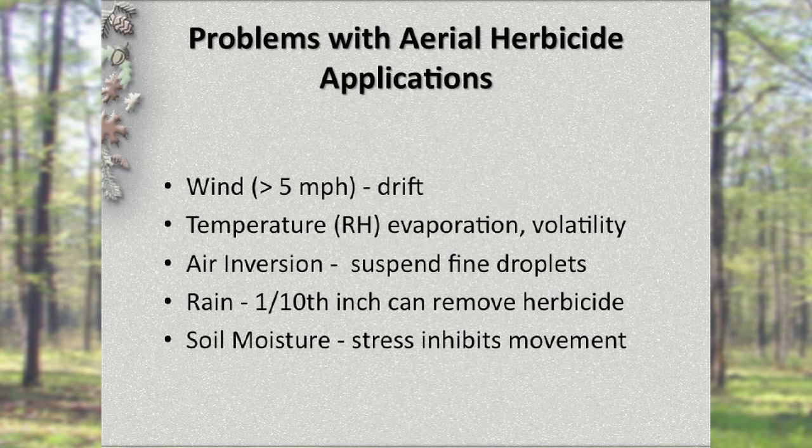High temperatures can cause problems depending on which herbicide you use. Air inversions can be problematic with the applications. Rainfall immediately after or shortly thereafter, as little as 1/10 of an inch of rain after application, can remove the herbicide and effectively render it unavailable. And soil moisture stress also is bad. You want the herbicide to get into the ground and into the plant roots. If soil moisture is poor and the plant roots aren't taking up water, they're not going to take up much of the herbicide either.